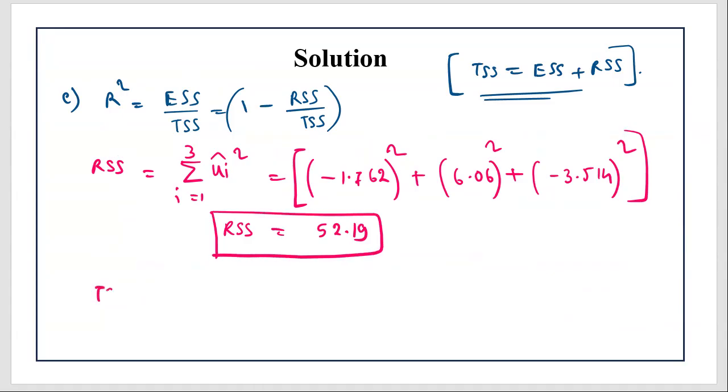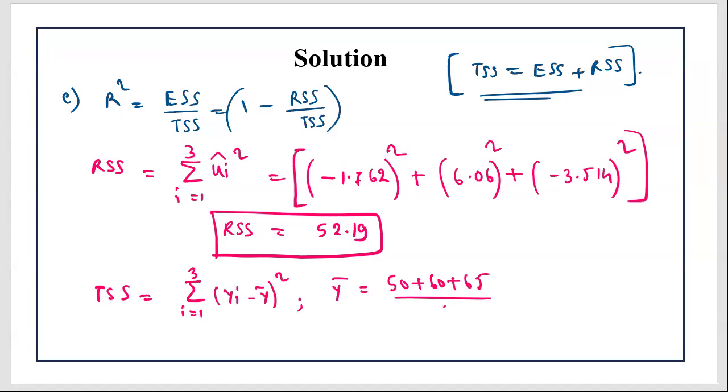And what is TSS? TSS is simply the sum over i from 1 to 3 of yi minus y bar, whole square. Now, how do you find out y bar? Y bar is simply 50 plus 60 plus 65 upon 3. So the y vector, the outcome vector, is given to you. From that you can find out the average wage of the three individuals. This is 58.33.